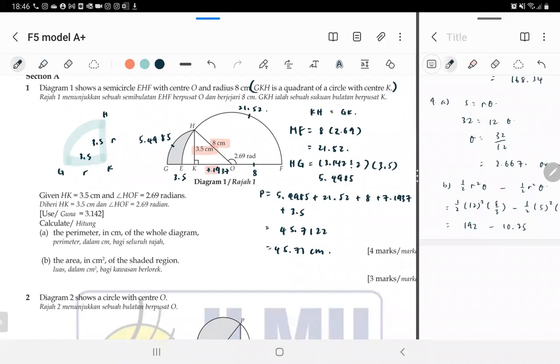Settled? Can do? Got the answer? Will GE be half of the GEK? GE is not half. Some more, you need the area, right? So you don't need to specially find GE. You're finding the area, you don't need the length of GE. You should get 7 point something.